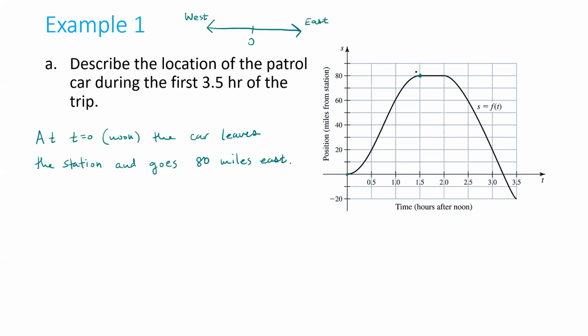At what time does he reach that location? What time would that be? 1 hour and 30 minutes. Good, yeah. So when t equals 1.5, he stops there. So he stops at 1:30. It looks like his position stays there until 2 o'clock, right?